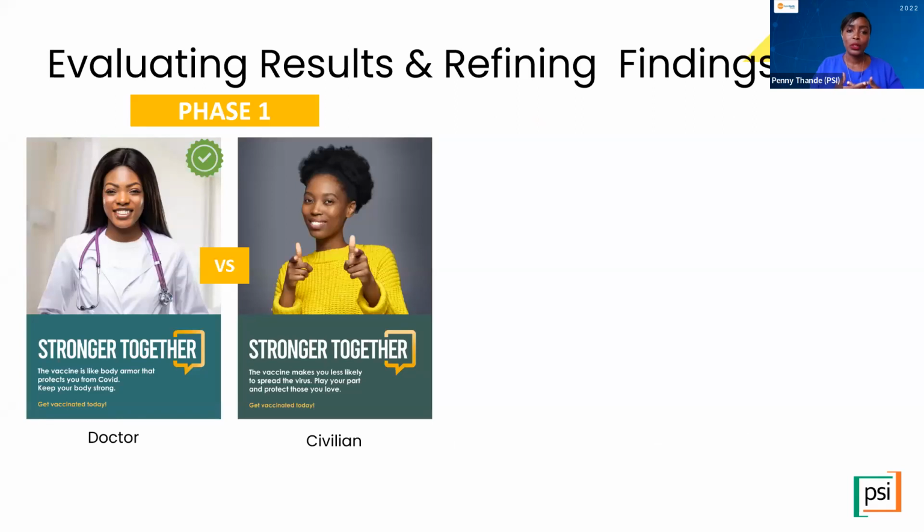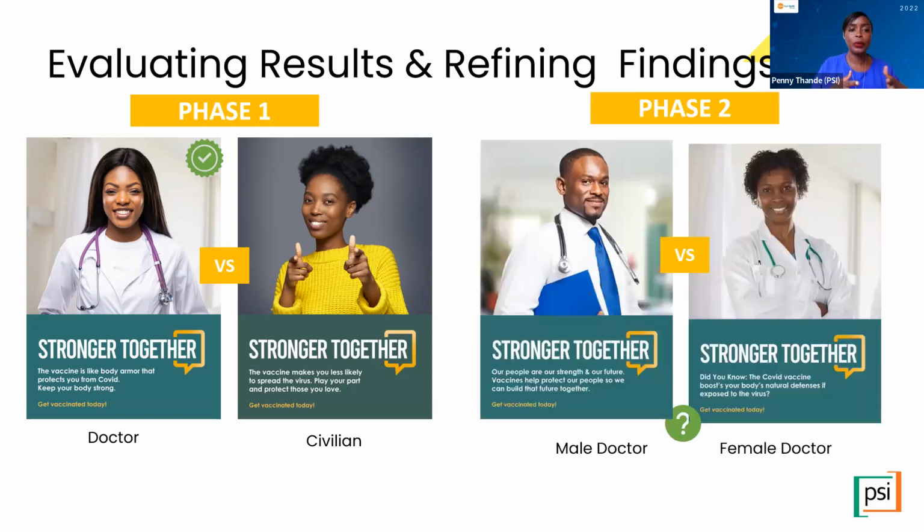So how do you evaluate results and refine findings? We do this in two phases, and we layer it. In phase 1, you came in and probably decided, okay, we need to find out: is it a civilian creative that will appeal to the audience more, or a doctor? So you test that, and the results show that the doctor won. Then you move to the second phase, and you refine that further.